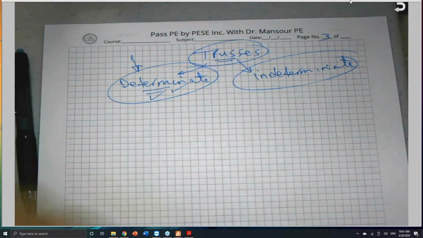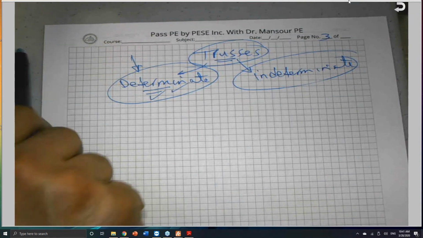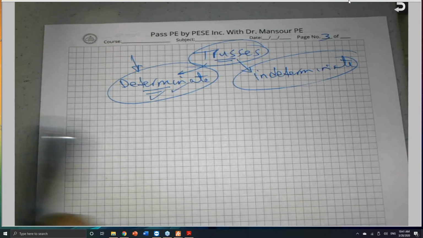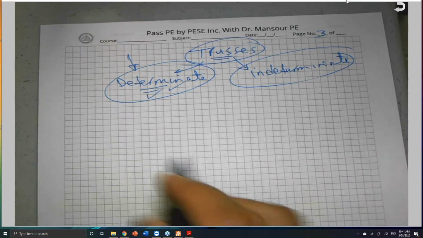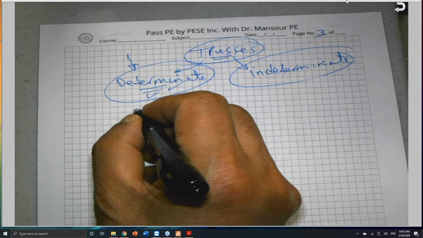Trusses are structures that are connected together with frictionless pins, members, and the smallest truss that exists on Earth is a 3-member truss.